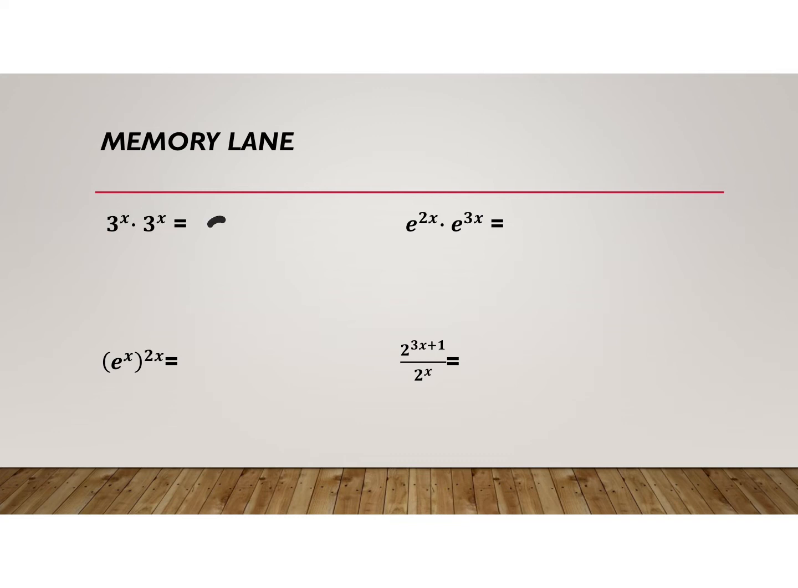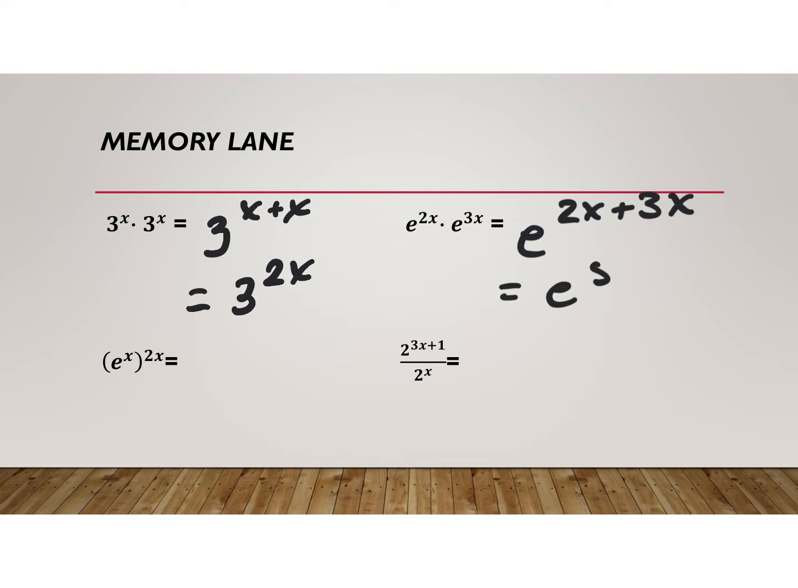We know when the bases are the same that we can add the exponents together. So 3 to the x times 3 to the x is 3 to the x plus x, which is 3 to the 2x. When we look at the one on the right, those bases are the same again, so we can add these together, 2x plus 3x, so that gives you e to the 5x. Okay, so that works out really well.